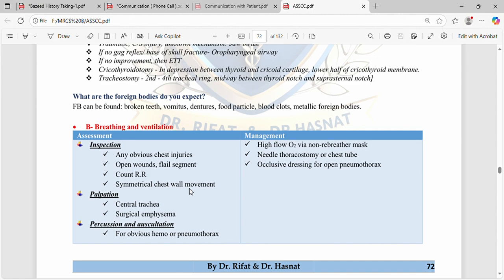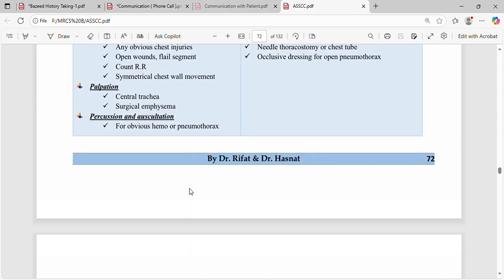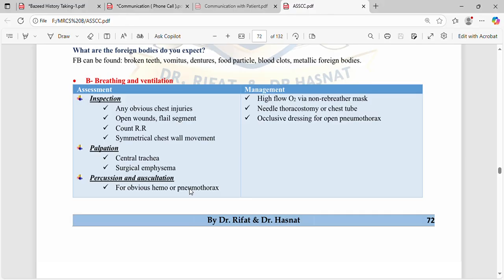How will you manage? High flow O2 through non-rebreathable mask, needle thoracostomy or chest tube, occlusive dressing for open pneumothorax. Like you have to put an occlusive dressing which is free from one side.